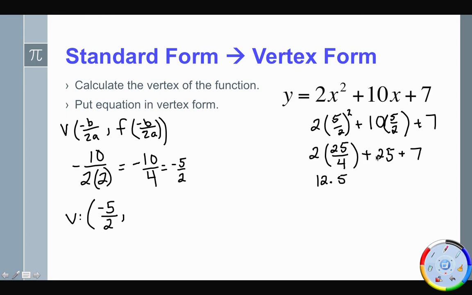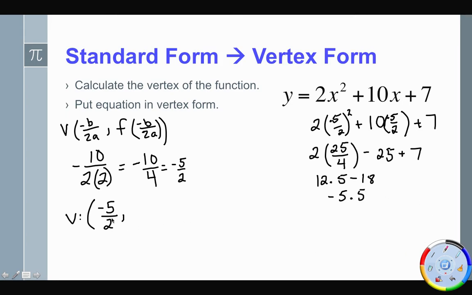Oops, I forgot my negative in here somewhere. It's a negative 5 halves. Shucks. So this should be a minus 25. So minus 25 plus 7 is a minus 18. And 12.5 minus 18 is a negative 5.5.